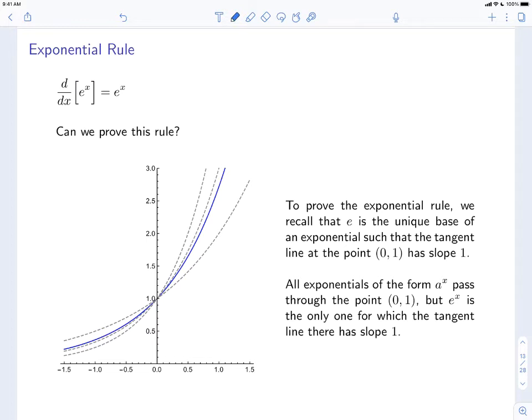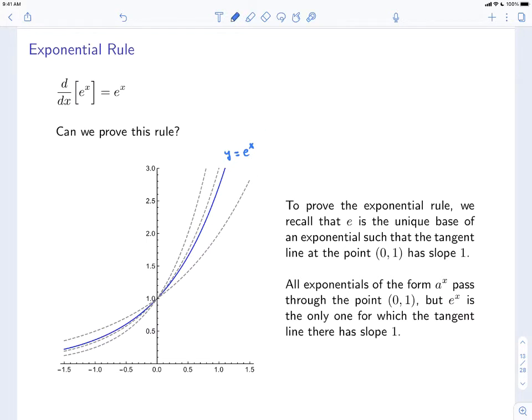The curve drawn here in blue is the graph of y equals e to the x. The other graphs belong to exponentials with different bases. This is 2 to the x, and 3 to the x, and 4 to the x. All of these graphs pass through the point (0, 1), and indeed if we were to draw in y equals a to the x for any base, it would pass through this point. And every one of these curves has a tangent line at the point (0, 1). But the only one of these that has a tangent line with slope 1 is the exponential with base e.